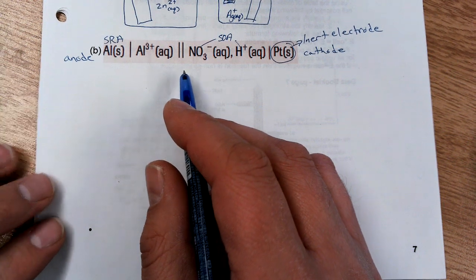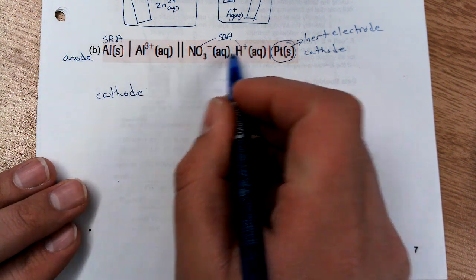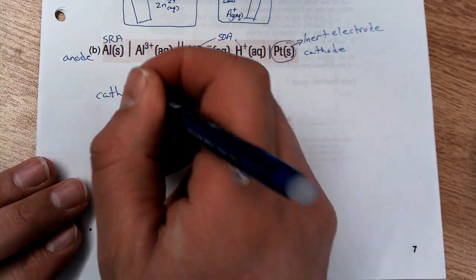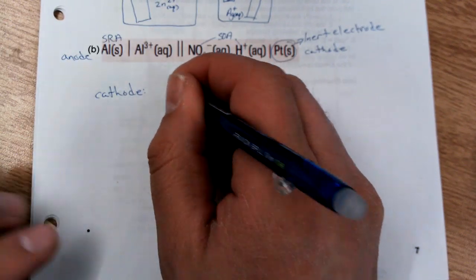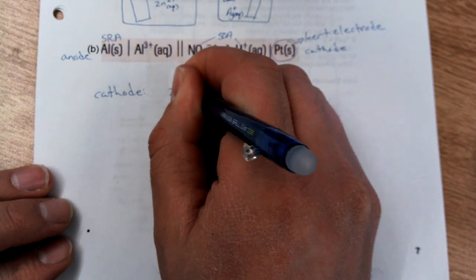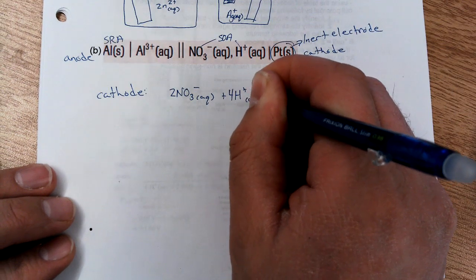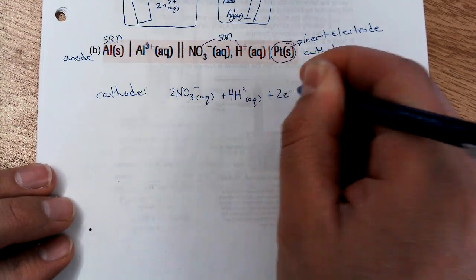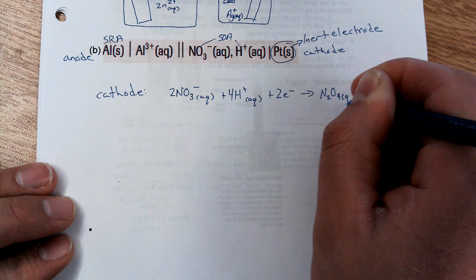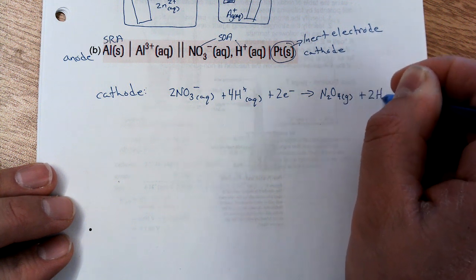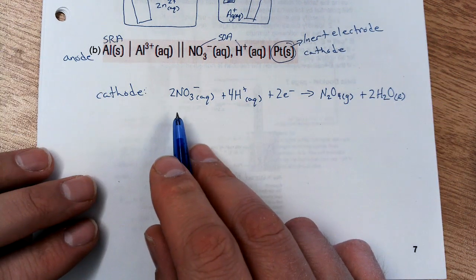At the cathode, our half reaction, the nitrate plus hydrogen, we can find out of our data booklet. Basically we have 2 NO3 minus plus 4 H plus plus 2 electrons, which produces N2O4 gas and 2 waters. That's just straight out of our data booklet.